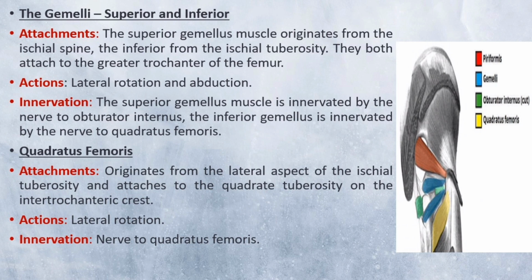Quadratus femoris. The quadratus femoris is a flat, square-shaped muscle. It is the most inferior of the deep gluteal muscles, located below the gemelli and obturator internus. Attachments. Originates from the lateral aspect of the ischial tuberosity and attaches to the quadrate tuberosity on the intertrochanteric crest. Actions. Lateral rotation. Innervation. Nerve to quadratus femoris.